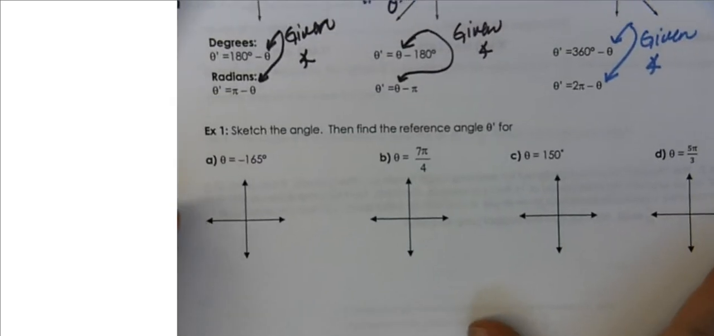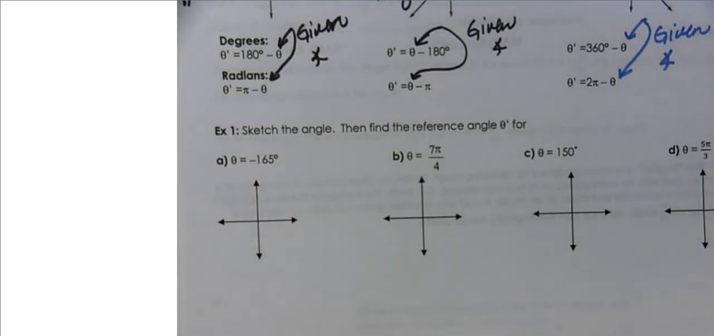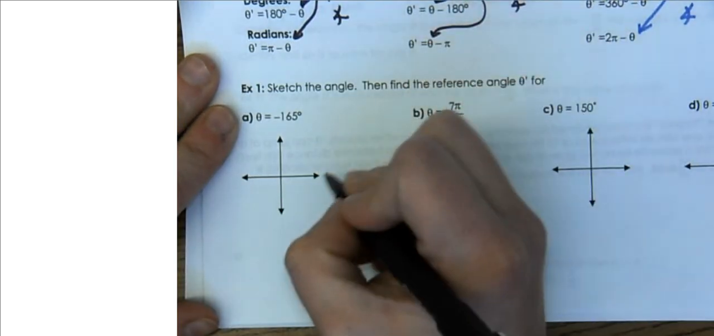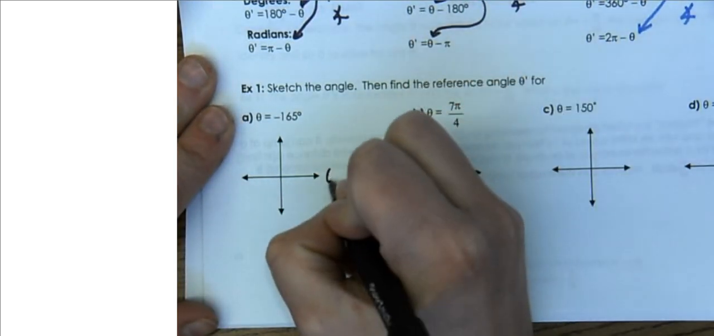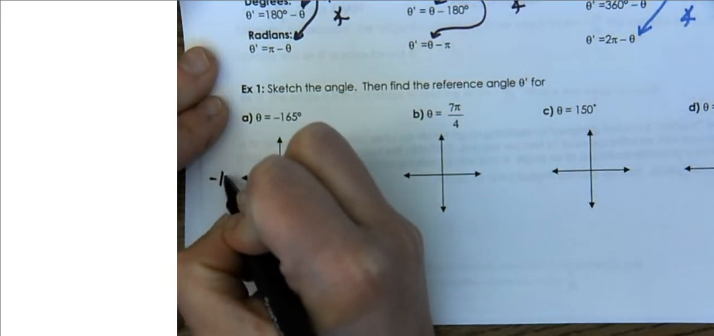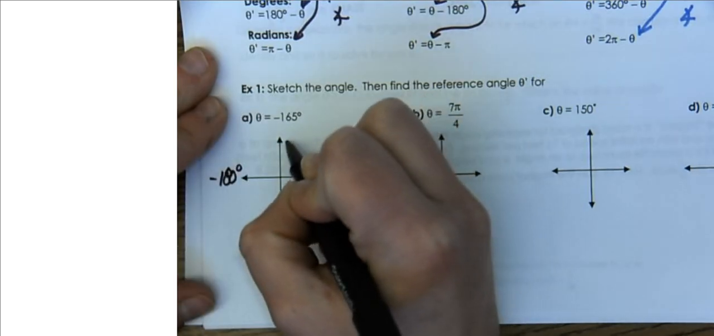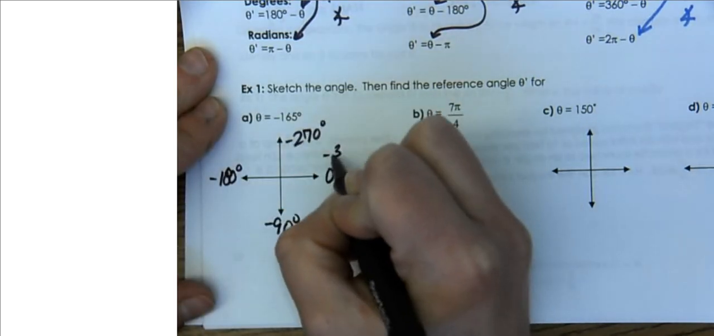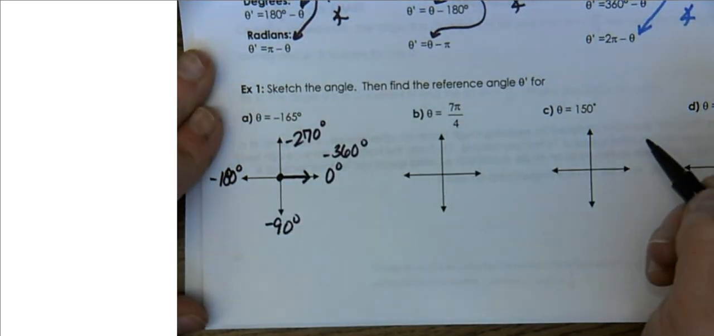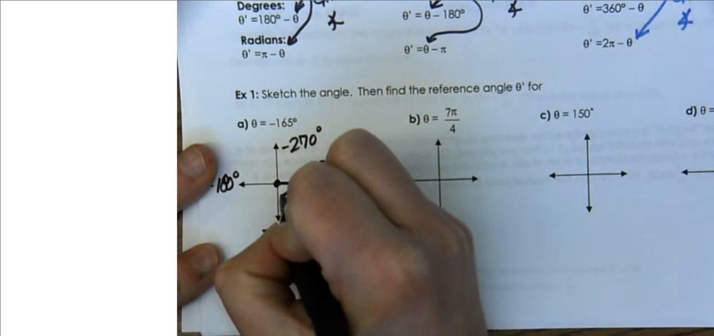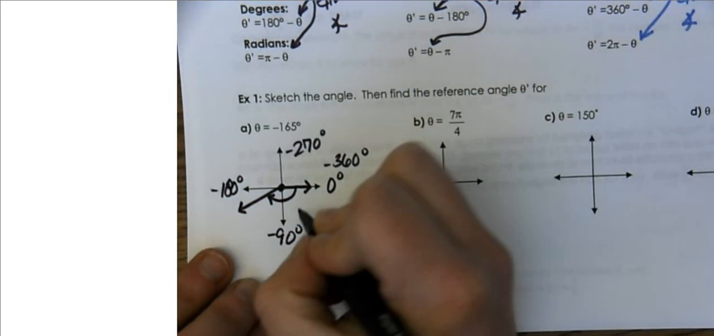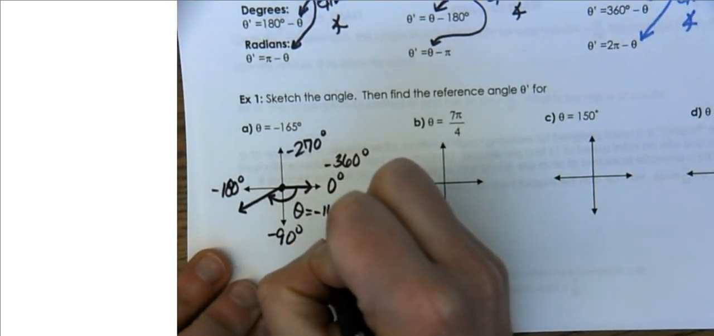In example number 1, we want to sketch the angle that's given to us, and then we want to find the reference angle. So we want to sketch negative 165 degrees, just like we did a few lessons ago. So I'm going to label this using degrees, but going clockwise: 0 degrees, negative 90 degrees, negative 180 degrees, negative 270 degrees, and negative 360 degrees. And then we always label or identify what our initial side is, and we are going clockwise and landing about right here. So that is theta. Theta is negative 165 degrees.